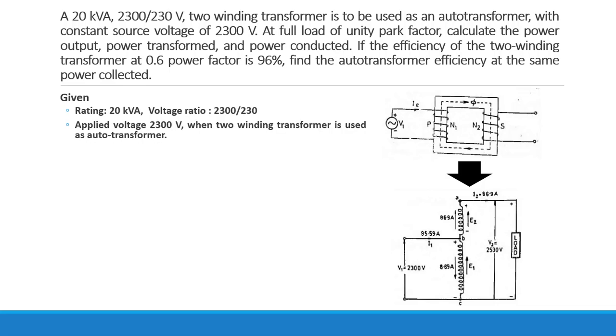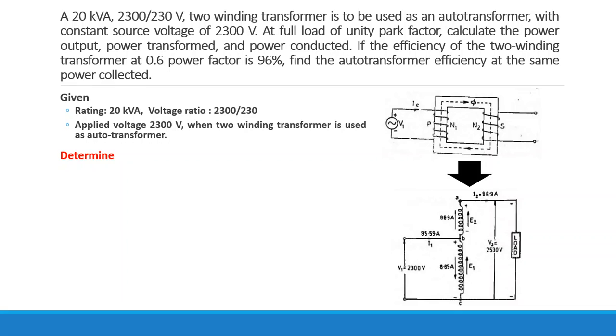So first let us write down all the data: what is given and what we have to determine. The rating of the transformer is given, that is 20 kVA. The voltage ratio is given, 2300/230 volt. While transforming the two winding transformer to a single winding transformer or auto transformer, the applied voltage is given as 2300 volt. Remember, the applied voltage is 2300 volt when the two winding transformer is used as an auto transformer.